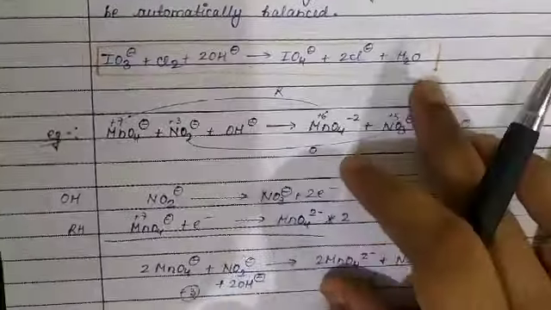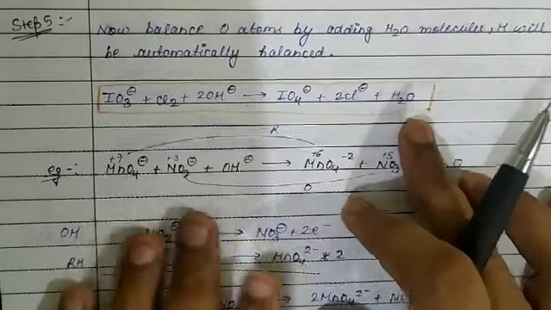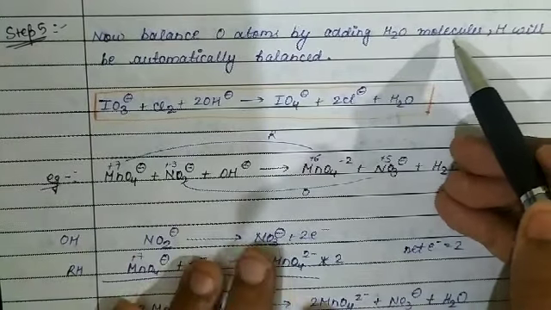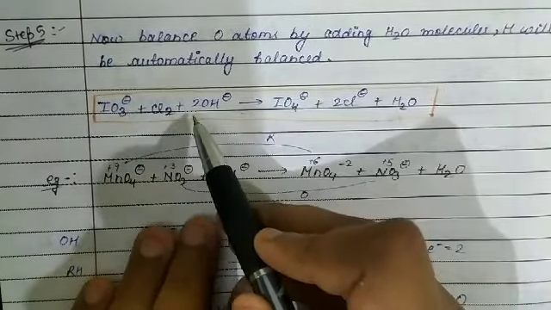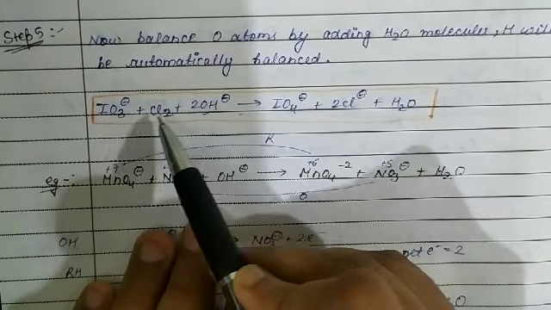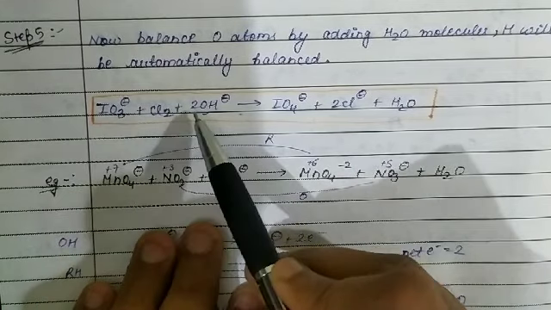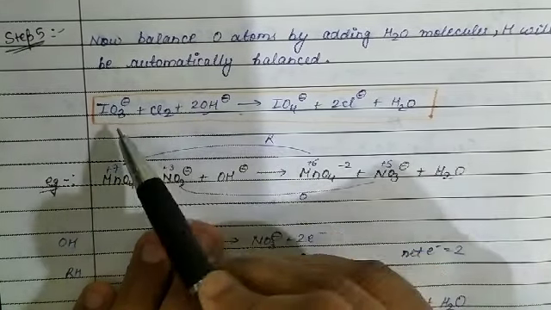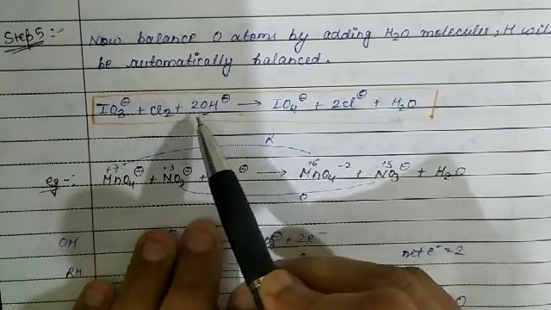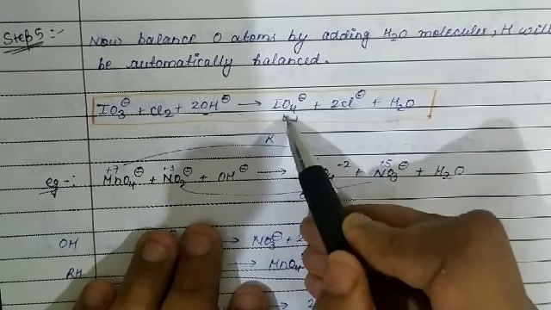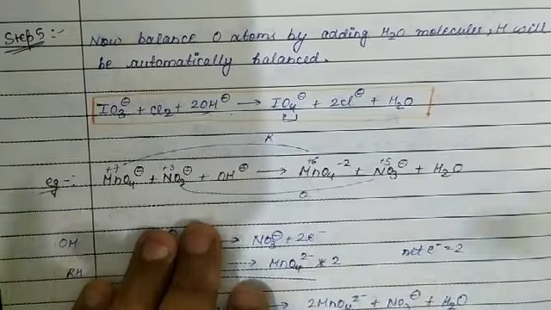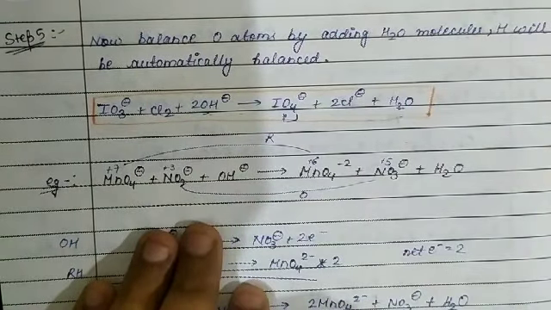Now the next step is balance of oxygen atom by addition of water molecule. So hydrogen will be automatically balanced. As we can see, when we added 2 OH minus to balance the charge, now there are 3 plus 2, 5 oxygen atoms on the left hand side, while on the right hand side there is only 4 oxygen atoms. Therefore we have to add 1 molecule of water. Now oxygen is balanced and hydrogen is also balanced by itself.